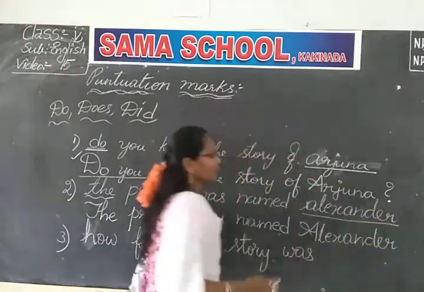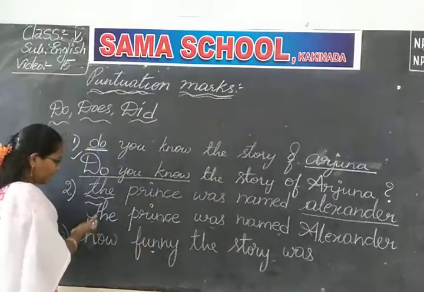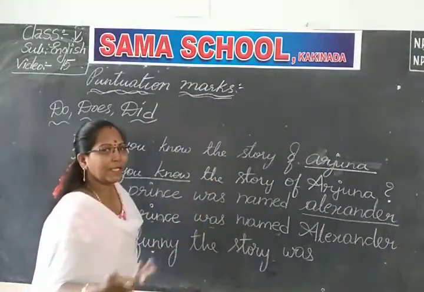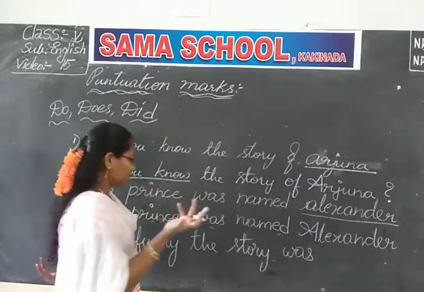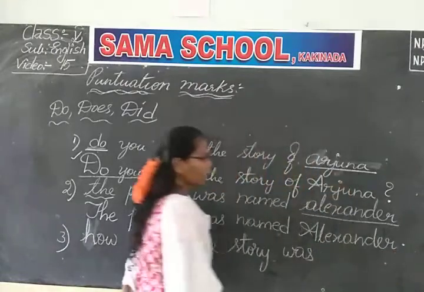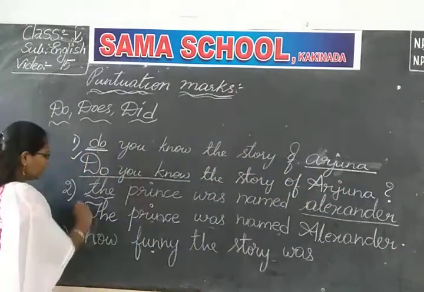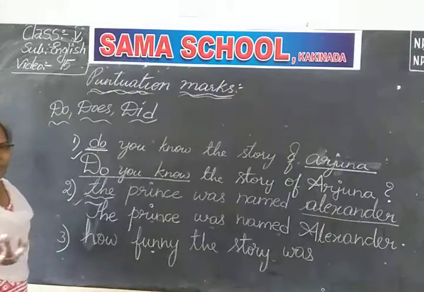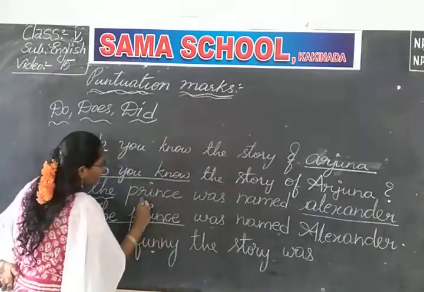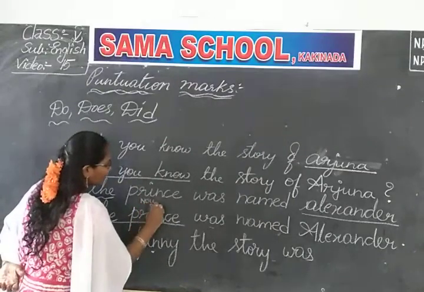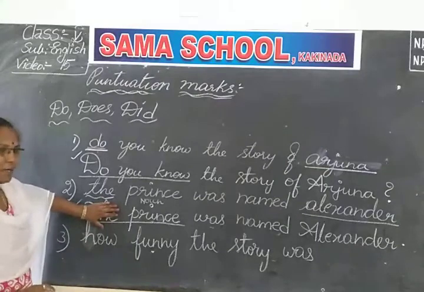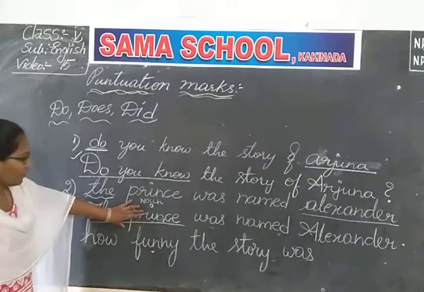So it is just an information-oriented sentence. The prince was named Alexander. It's a general sentence. So that's why we should use a full stop at the end of the sentence. And generally, the way it works with any noun or pronoun: the prince, it's a noun. Keep the articles aside, a and the. The next word will be considered.